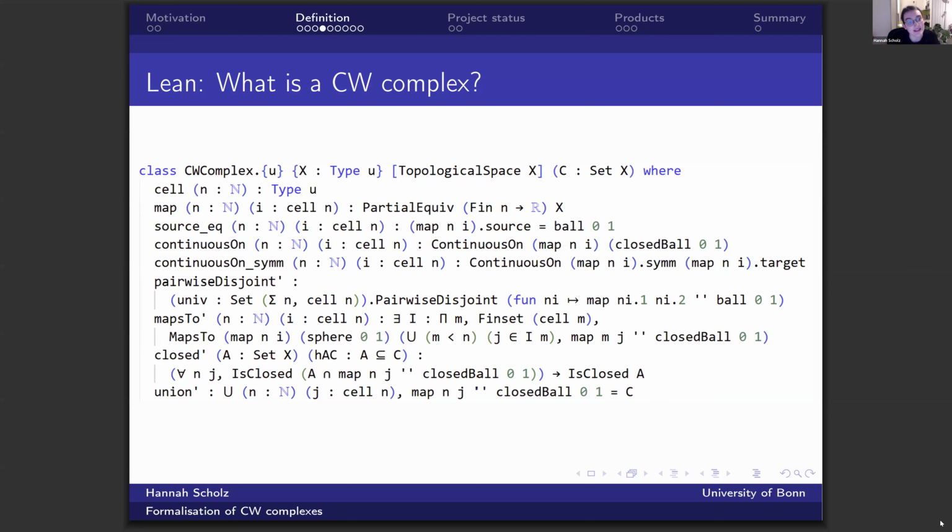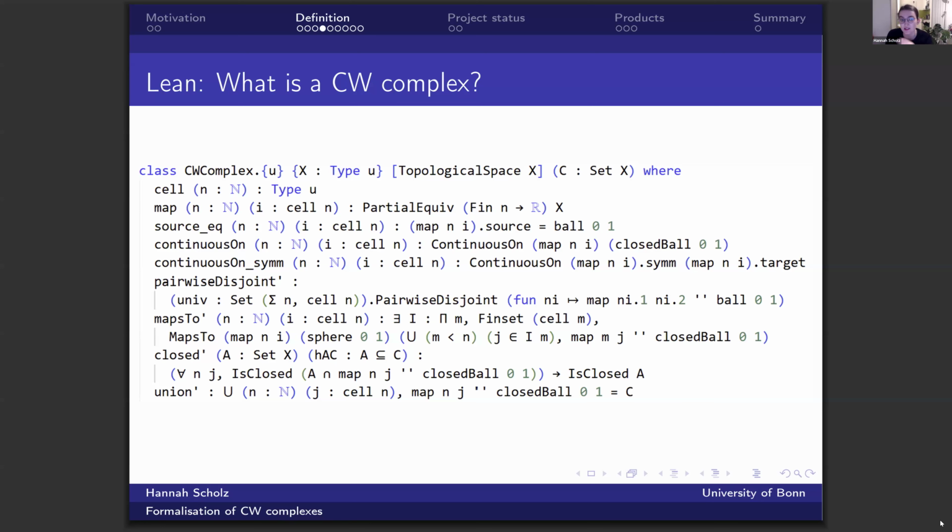Now for the actual fields, you get cell n, which is the indexing type from before. Map n i is the characteristic map from before. And again, this is a partial equivalent. We don't want to restrict to subtypes. You can see the source is Fin into R. So the metric on this actually gives you cubes and not balls. But that doesn't really matter because they're homeomorphic, and also we might change this soon. Source equal tells you that the map is bijective on the interior. Continuous on tells you that it's continuous on the whole closed ball, though. And then continuous on sim is telling you that the map in the other direction is also continuous.